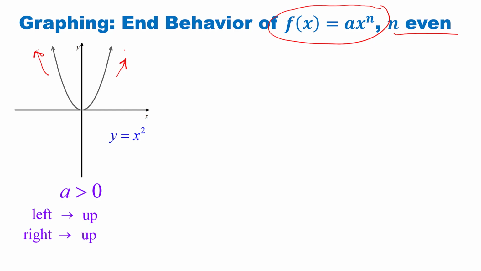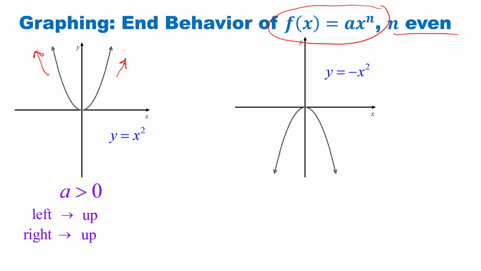Let's flip that graph across the x-axis so that we have the graph of y equals negative x squared. The exponent is still even here, but notice that now a is less than 0. A is negative. Well, as we go to the left here, our graph goes down. As we go to the right, what happens? Our graph also goes down.